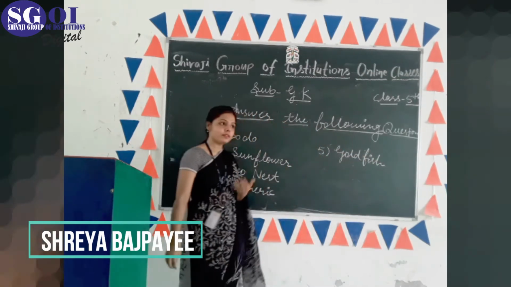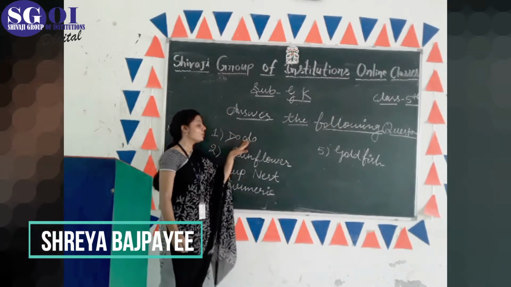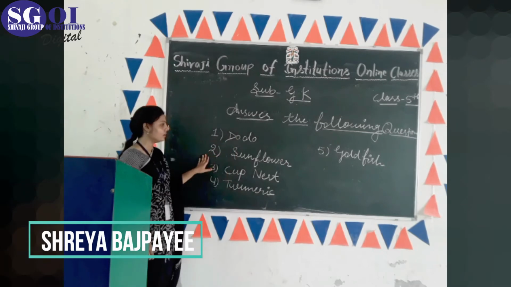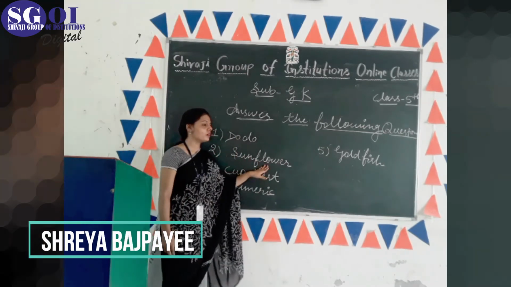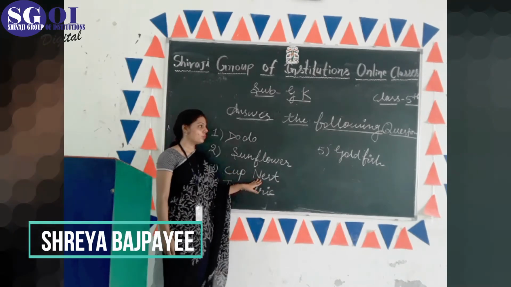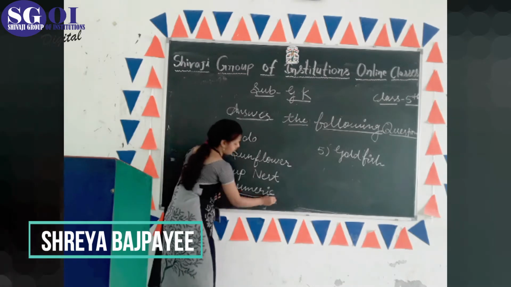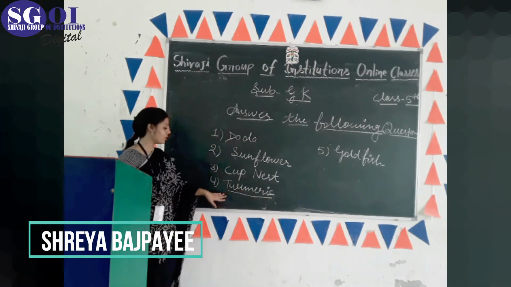Okay. Once again I am repeating. The first answer is here: dodo. Now second answer is here: sunflower. Now third answer is here: cup nest. Okay. Now fourth answer is here: turmeric. What is the spelling of turmeric? TURMERIC.